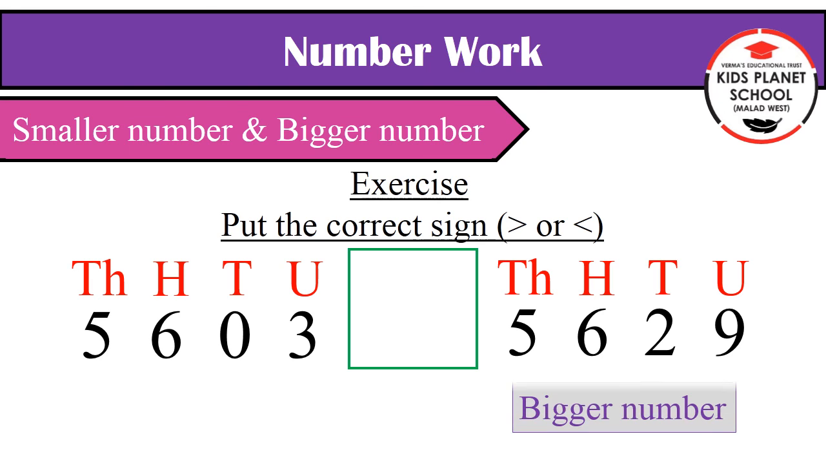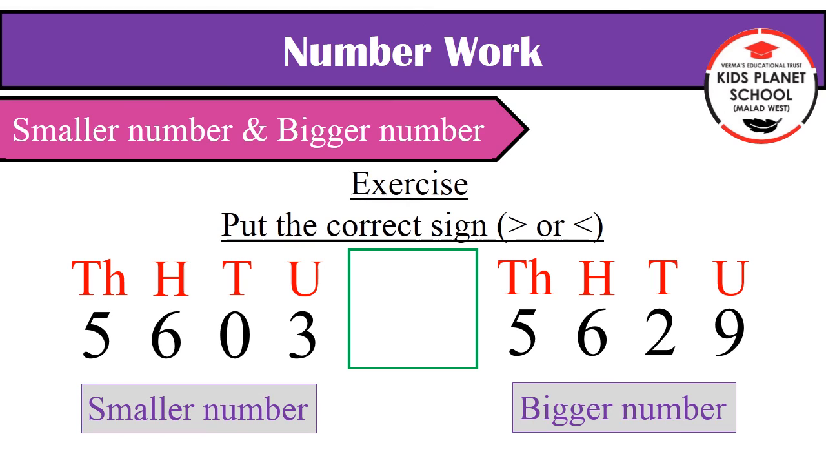So it means 5,629 is the bigger number. And 5,603 is the smaller number. So we'll put smaller than sign. It means 5,603 is smaller than 5,629. So this was all about your chapter number work.